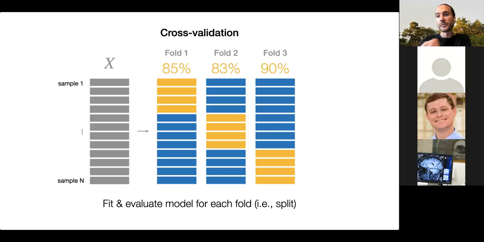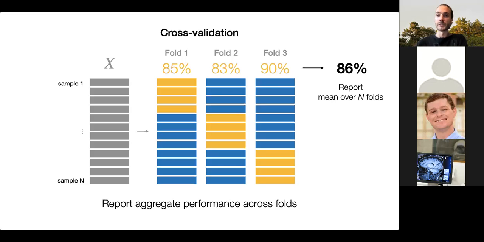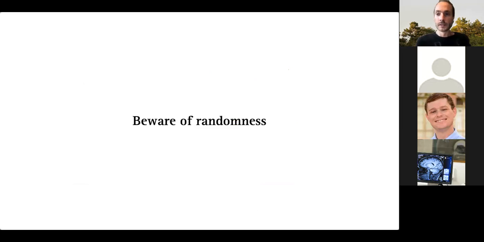And by having done this multiple times, we can estimate or account for the variability in our model's performance that is introduced by differently splitting our data. And we can then report some aggregate performance measure over these different folds instead of just reporting a single estimate, which might be biased given how we split the data.